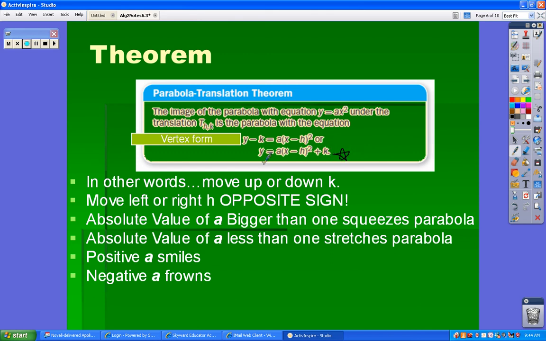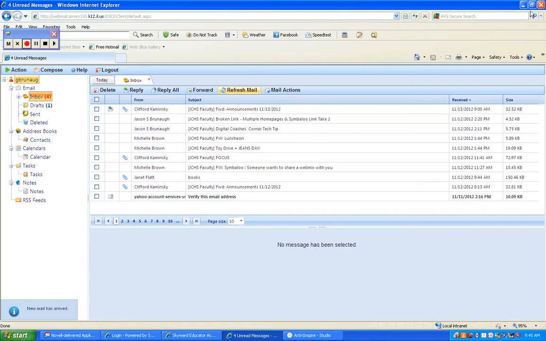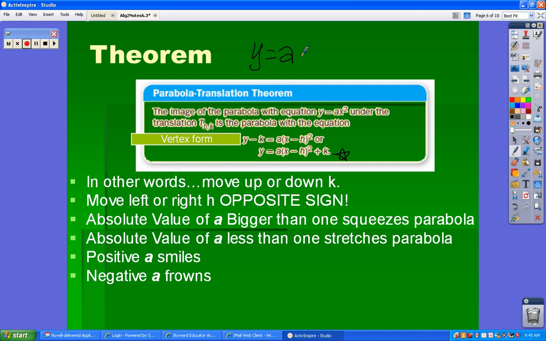Okay? If y is by itself, and I like that because it's ready to graph form, y equals a times the quantity x minus h squared plus k. You will want to memorize this. In other words, this is telling you just what you should have written down in your own notes. This is the up or down. This is the left or right movement.